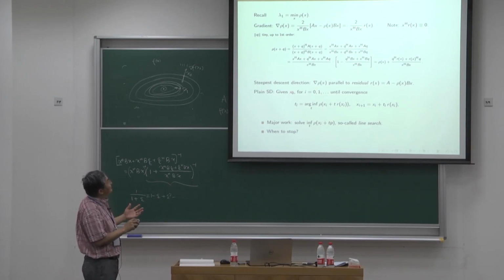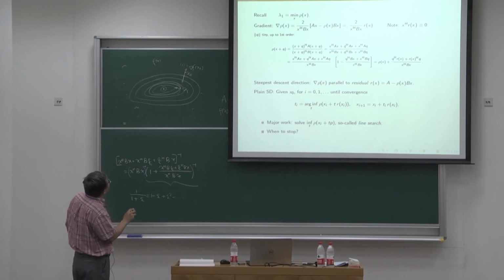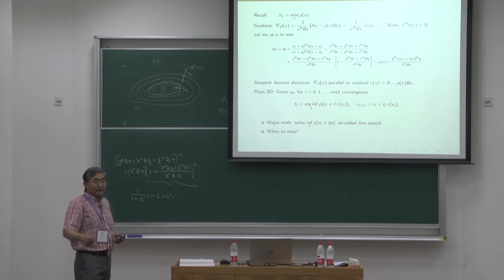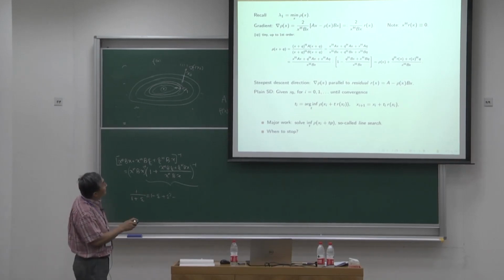Now we talked about steepest descent for the general function. Now this is for our function rho of x. We know the gradient is parallel to this, and because of the way we do optimization here, only the direction matters. The direction multiplied by a number is only going to change the step length t_i. So we're not going to divide by that. We'll just take the residual.